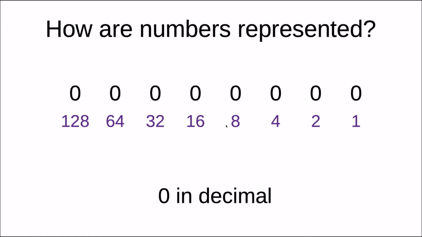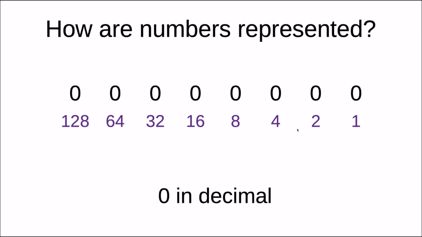Now, how can we get a decimal number that's not represented by a single bit? For example, what if we want to see 12? All we do is take 8, turn it on, and then turn on 4. So we can turn on multiple bits. This would give us 12.